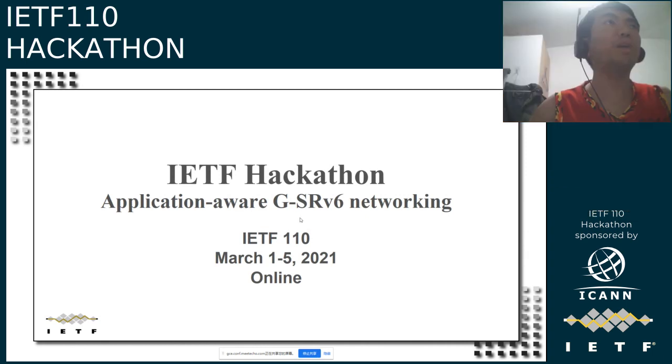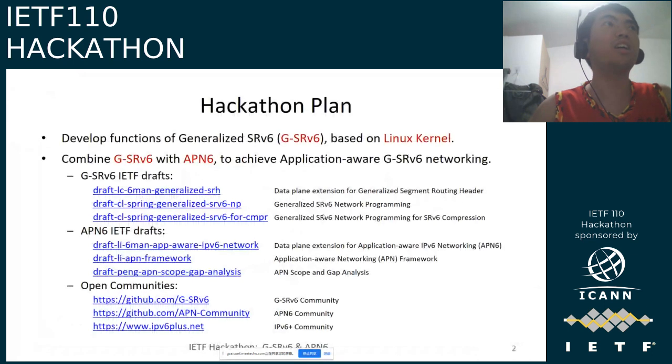Hello, everyone. My name is Jianwei Mao. I'm glad to introduce our project for you. It is application-aware GSRv6 networking. Our plan is to develop GSRv6 on the Linux kernel and combine GSRv6 with APN6. Here are some related IETF drafts for your reference, and we have built up some open communities for you.